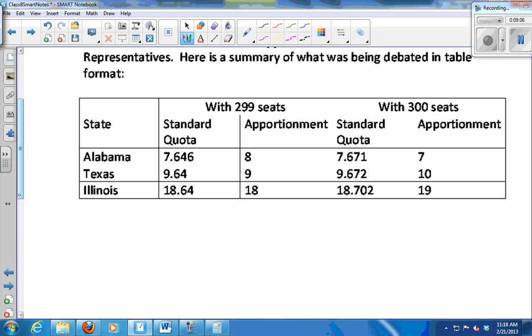Summary of what was being debated. They were trying to decide how many seats we should have in Congress and how we were going to apportion them. And with 299 seats, Alabama would have 8, Texas 9, and Illinois 18. And then when we upped the Congress to 300 seats, it turned out that Alabama was going to lose a seat, and Texas and Illinois would both gain a seat. So Alabama just said that's totally not fair. There's more seats to give out, but we're losing a seat. So we call it the Alabama paradox.